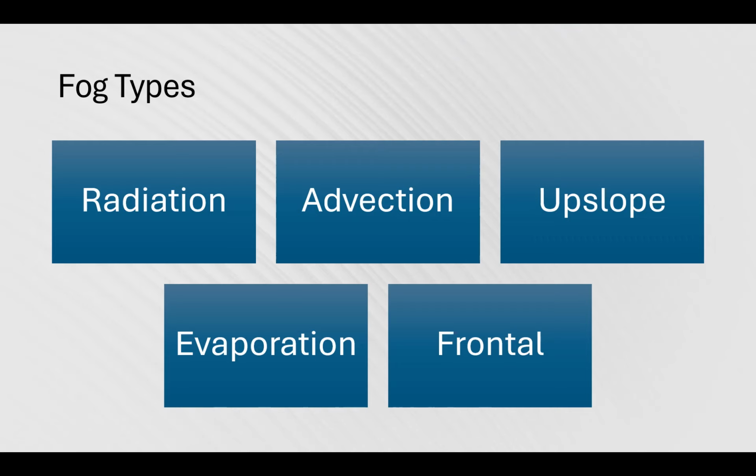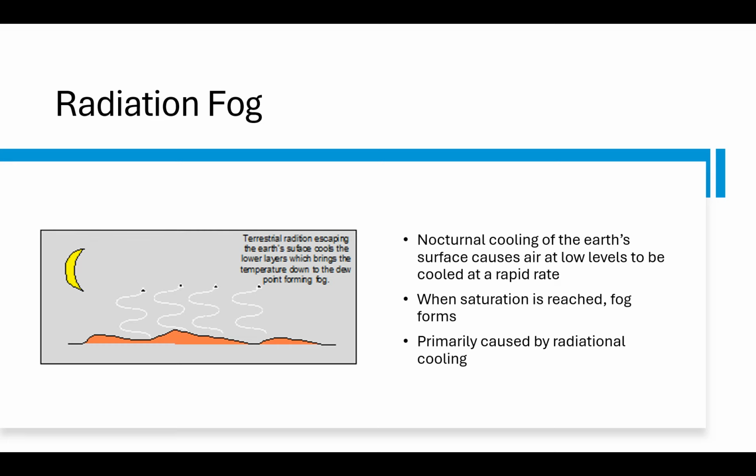All right, so now let's delve into the various fog types. We're going to talk about 5 fog types in today's training video. We're going to look at radiation fog, advection fog, upslope fog, evaporation fog, and frontal fog. Let's start with radiation fog.